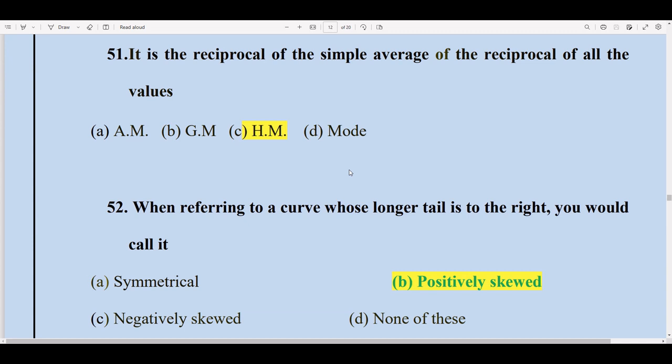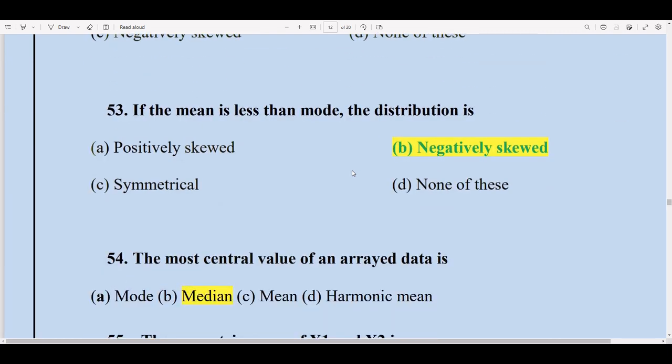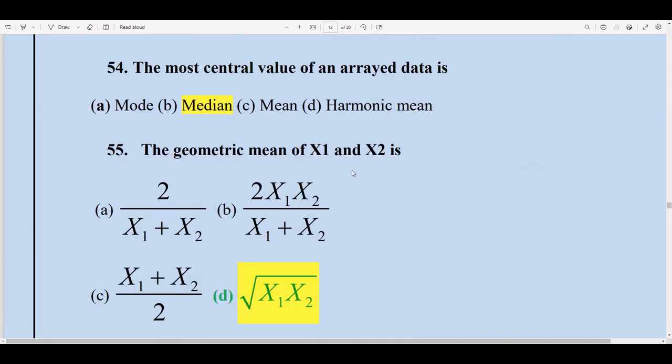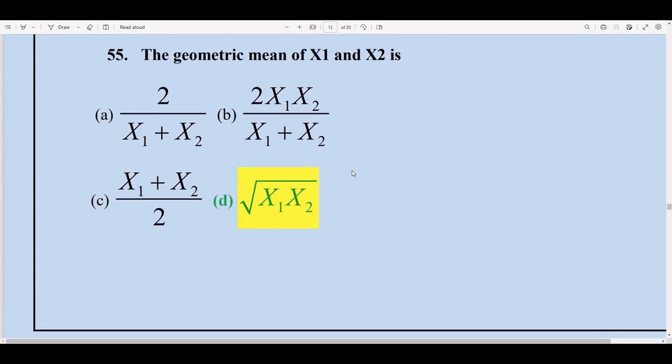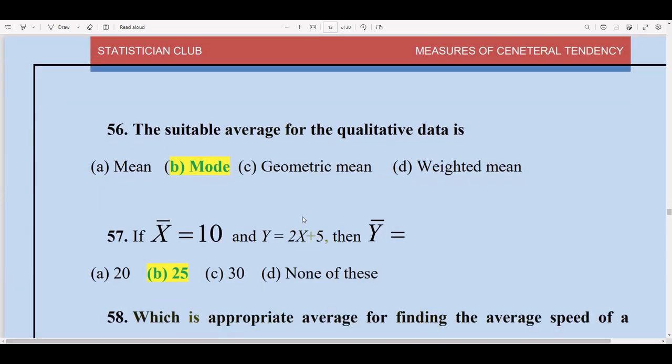When referring to a curve whose longer tail is to the right, you would call it positively skewed. If the mean is less than mode, the distribution is negatively skewed. The most central value of an array of data is the median. The geometric mean of x1 and x2 is the square root of x1 x2. The suitable average for qualitative data is mode.